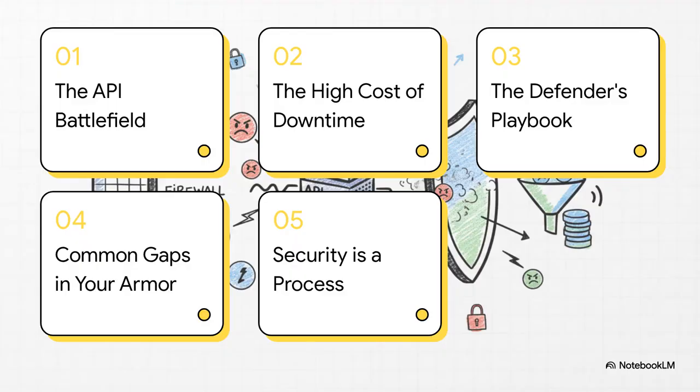Okay, so here's a quick look at what we're going to cover. First up, we'll survey the API battlefield. Then, we'll talk about the high cost of downtime. After that, we'll open up the Defender's Playbook. We'll also look at some common gaps in your armor, and we'll finish up by talking about why security is really a process, not a one-time fix.